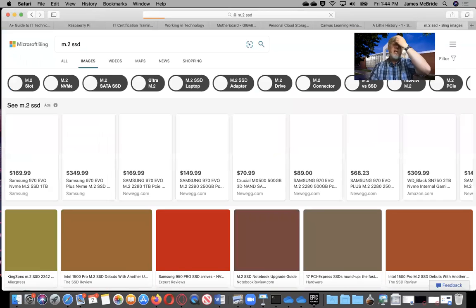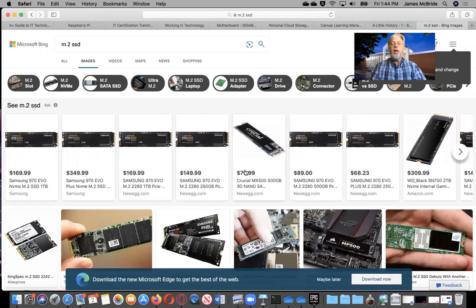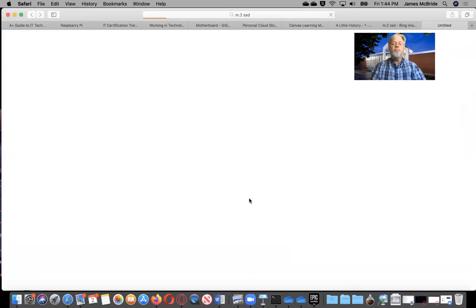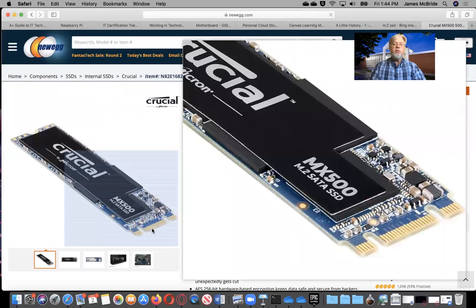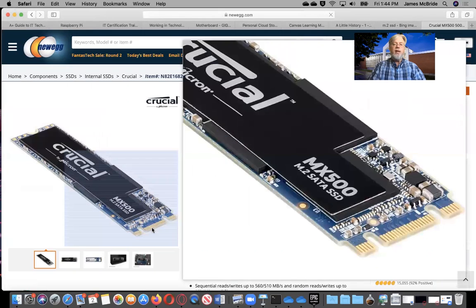So SSD stands for solid state drive. That's what it stands for. And this is a good picture. I like Crucial, so let's go to the Crucial site here. Oh, that's straight off Newegg. Oh, there it is. So this is a very tiny drive, and this connector at the end is a standard M2 connector that some of the newer boards will have.